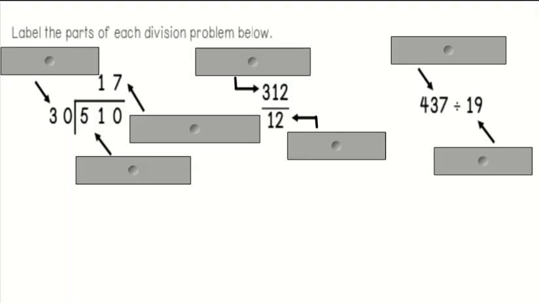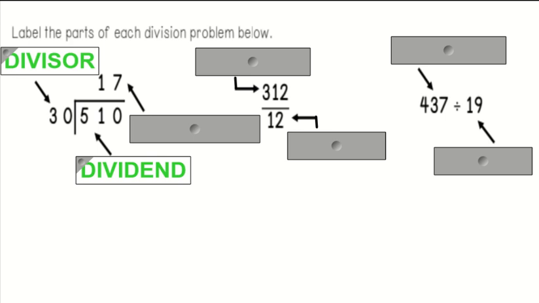All right, so we want to label the parts of these division problems. I've noticed over the years, this is something people have a hard time with, saying the division problem. So this first one to the left, 510 divided by 30 would be how you would read that, okay? The number on the inside is called the dividend. That comes first when you're saying it. The number on the outside is the divisor.